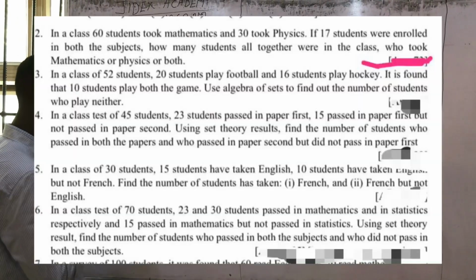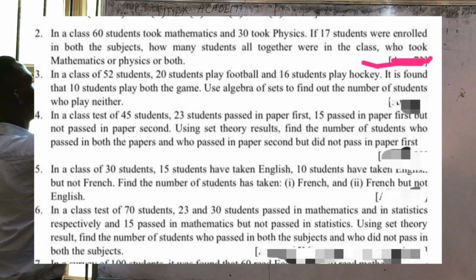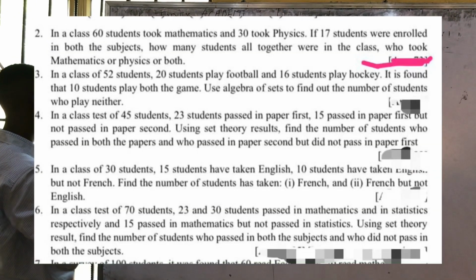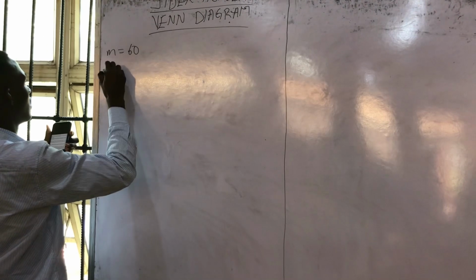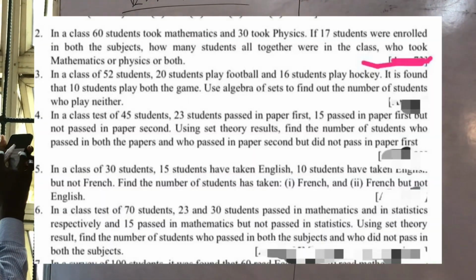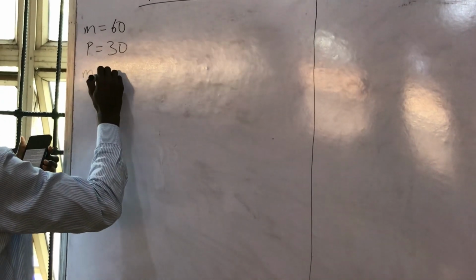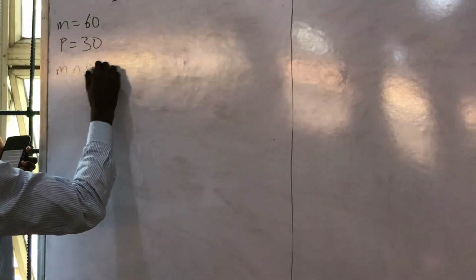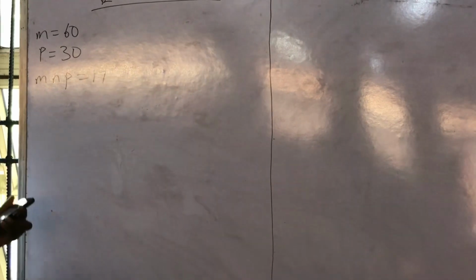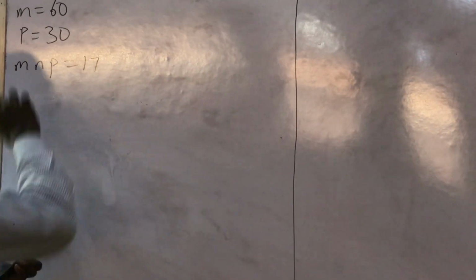It says, in a class, 60 students took mathematics, 30 students took physics, that is physics is equal to 30. And we are told that 17 students were enrolled for both subjects, that is M intersection P is equal to 17. So we now have to look for the universal set, that is the sum of all.